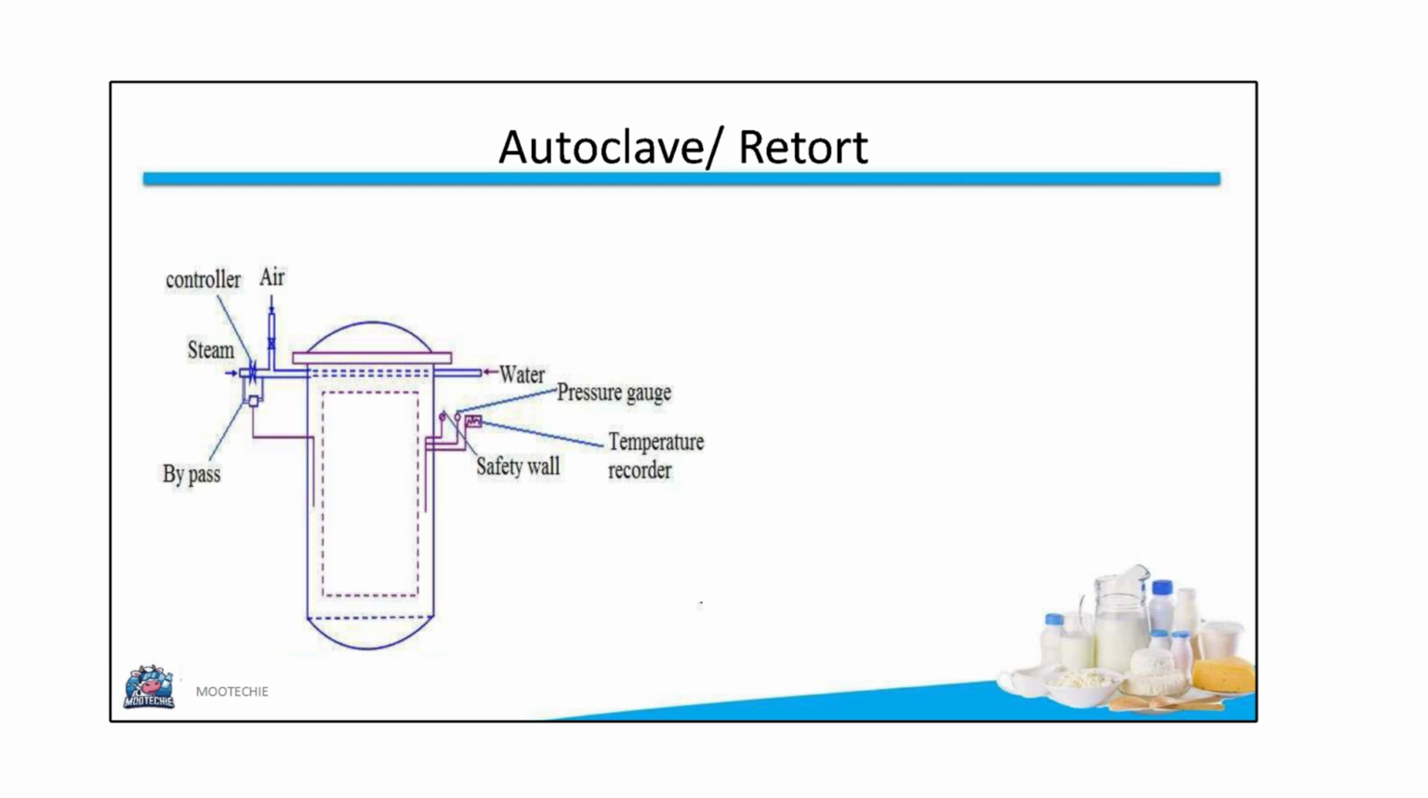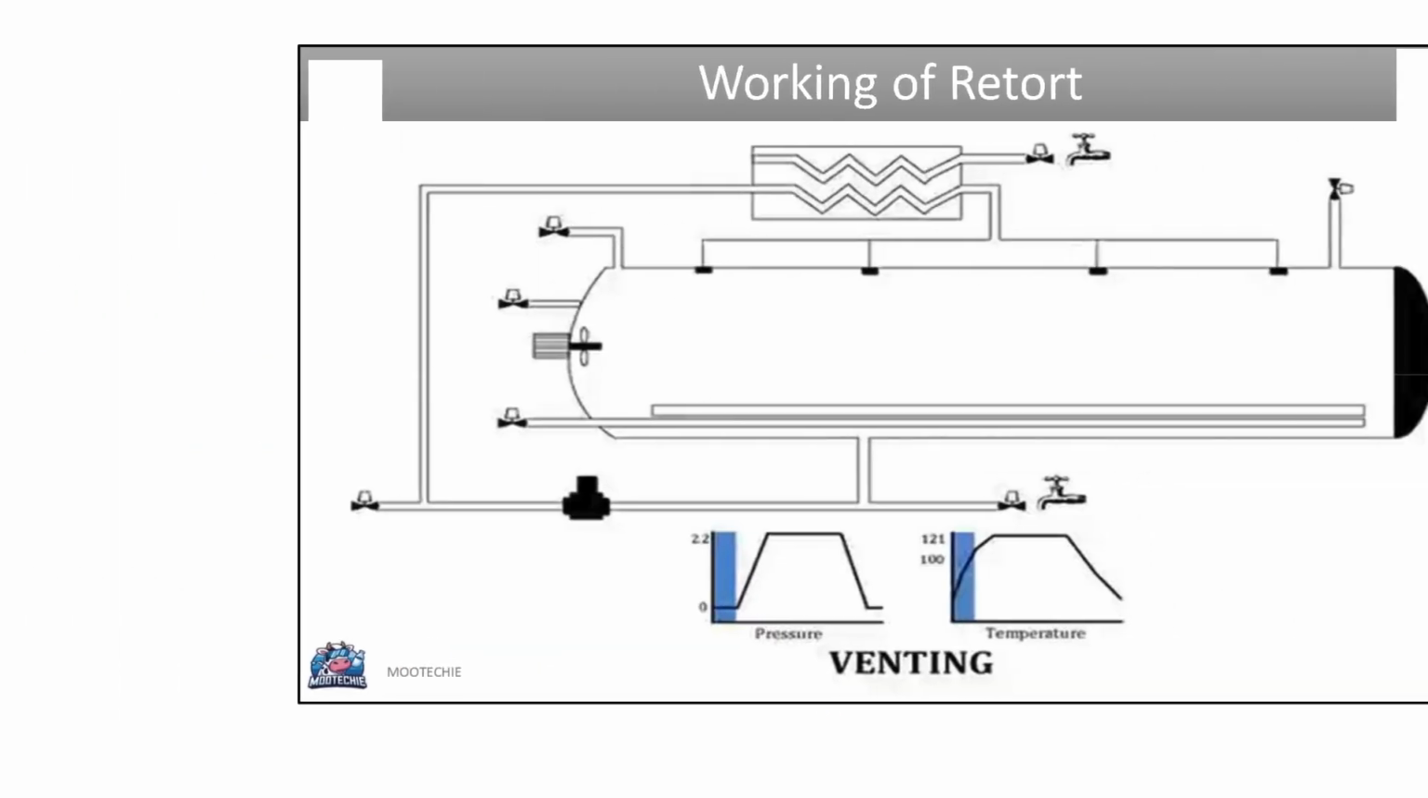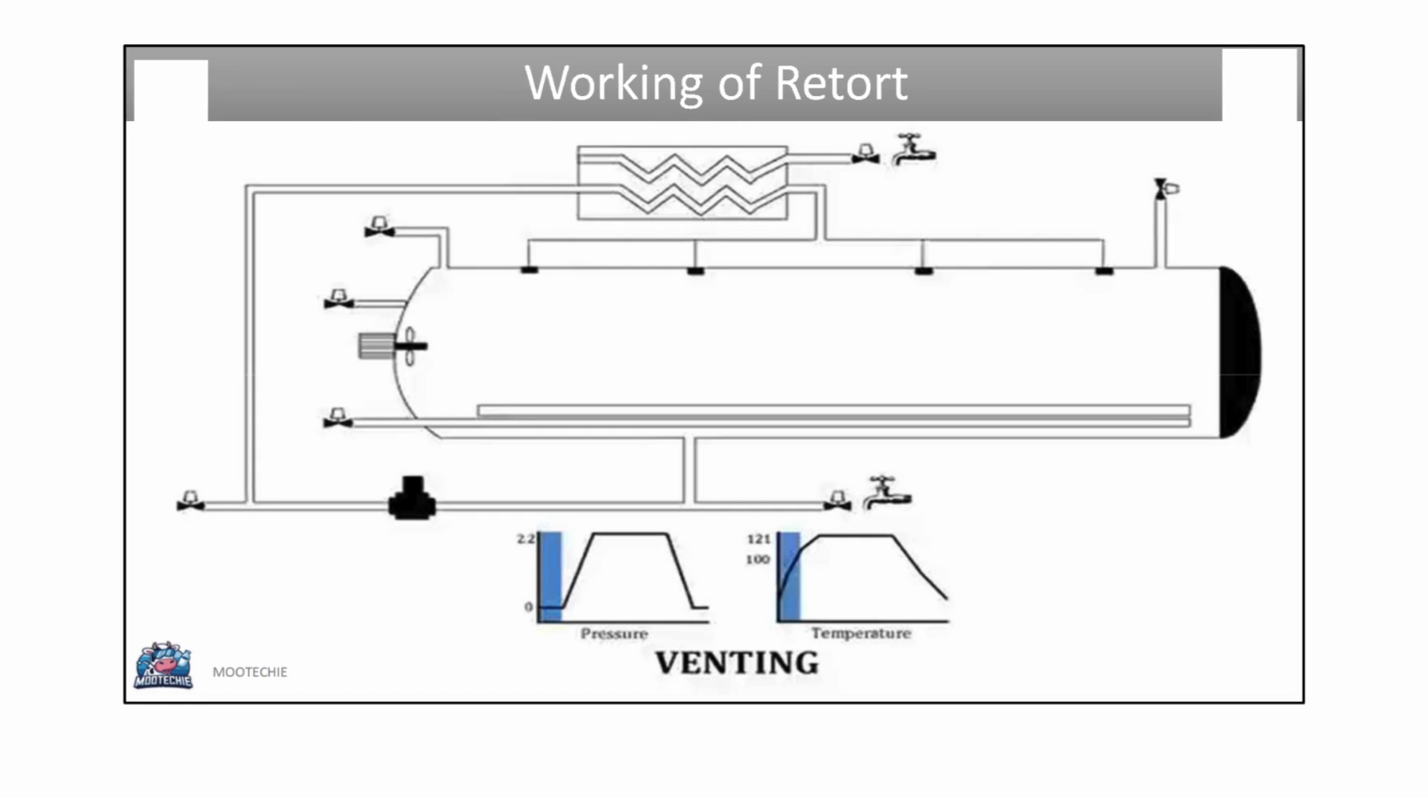The autoclave or retort is controlled by a system that manages air, steam, and water. It is equipped with a pressure gauge, a temperature recorder, and a safety valve, often with a bypass. The working of a retort involves a specific cycle. The process starts with venting to remove air, ensuring only steam is present for effective heating. Then the temperature and pressure are increased and held for a set time before cooling begins.